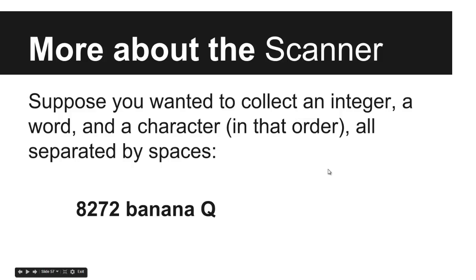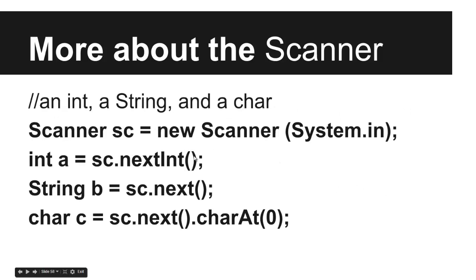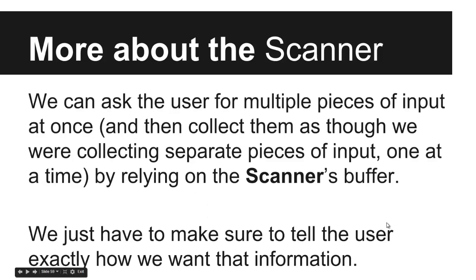And so let's say you wanted to collect an integer, a word, and a character in that order, all separated by spaces, something like 8272 banana q. We could do so like this, right? So we prompt the user, we collect our integer, like the user inputs everything and hits enter. We collect our integer, now the next thing is our string. We collect our string, now the next thing is our character. We collect that character. So we can do that if we want to. We can collect multiple things with a scanner all at once by relying on the scanner's buffer.